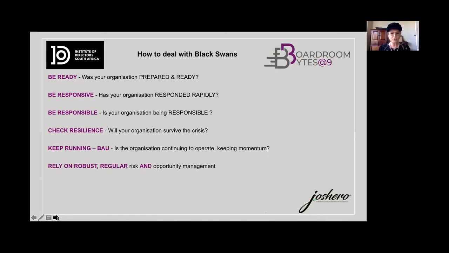Are we relying on robust and regular risk and opportunity management? Are we identifying the risks? Are we looking at those worst case scenarios? Are we looking at the domino effect? Is your risk department heavily involved at the moment? Is your CRO part of your executive, part of your working group? Is he or she giving you a daily dashboard of risks that are emerging? What is your risk profile looking like?